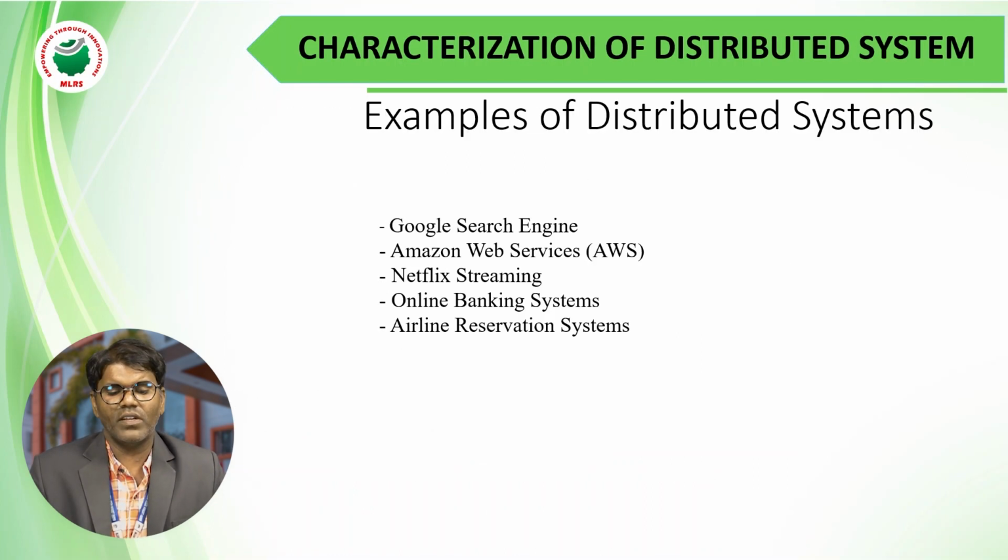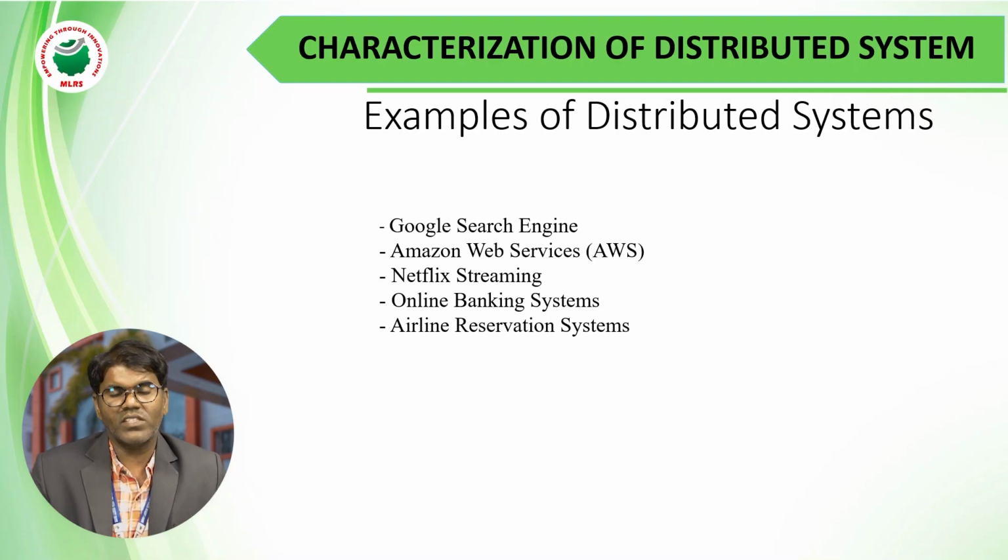Next, examples of distributed systems. First example, Google search engine. If we want any data, we can gather it from the Google search engine. Next is Amazon Web Service. If we want electric goods or groceries, anything, we can search and place an order there. That is Amazon Web Service. Next one is Netflix streaming. If we want to stream any movie, we can use Netflix.